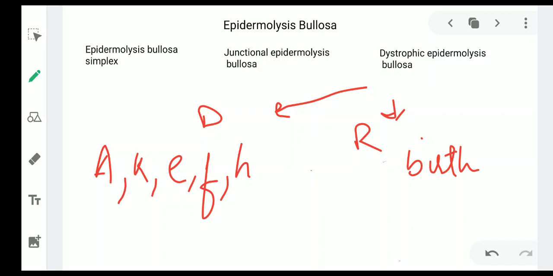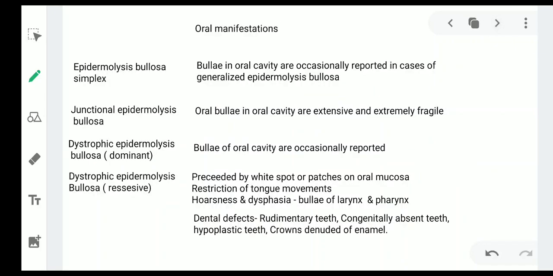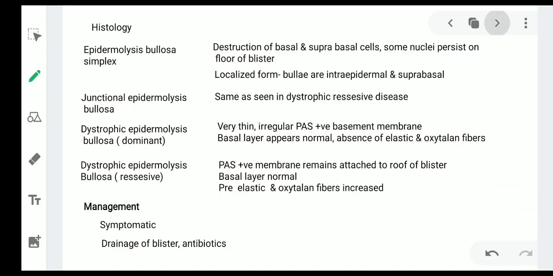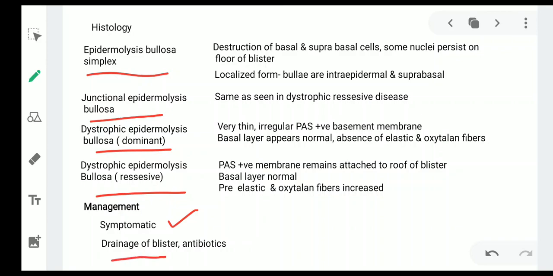Now, coming to the oral manifestations, this chart represents the oral manifestations of various types of epidermolysis bullosa. You can go through it. Now, this is the histology; as there are many types, the histology differs a bit, so here we have compiled the histology for you. The management will be majorly symptomatic and will involve the drainage of the blisters and giving antibiotics to the patient.